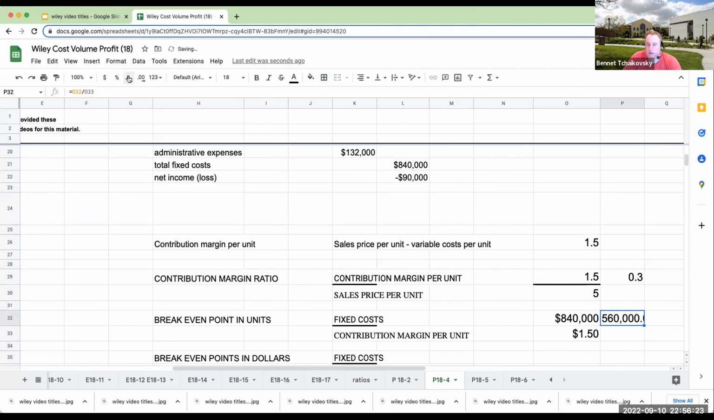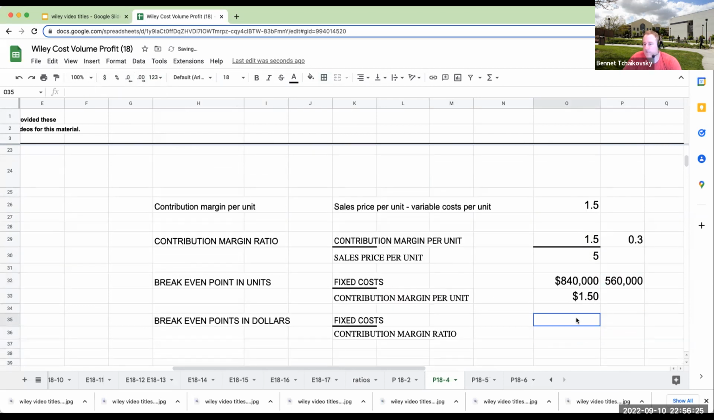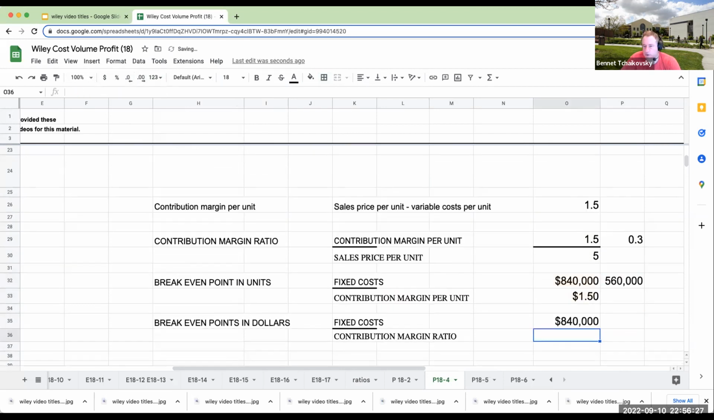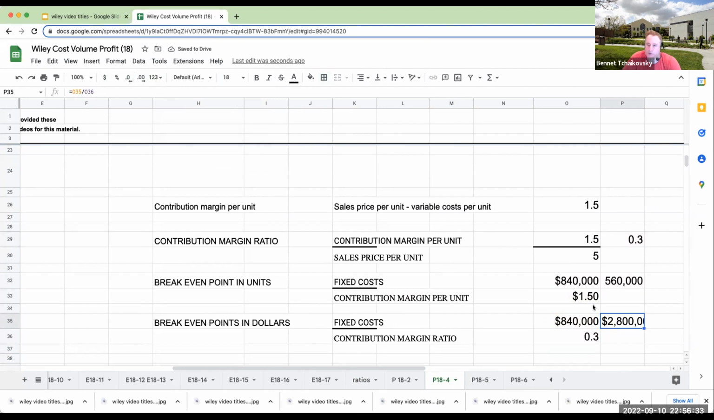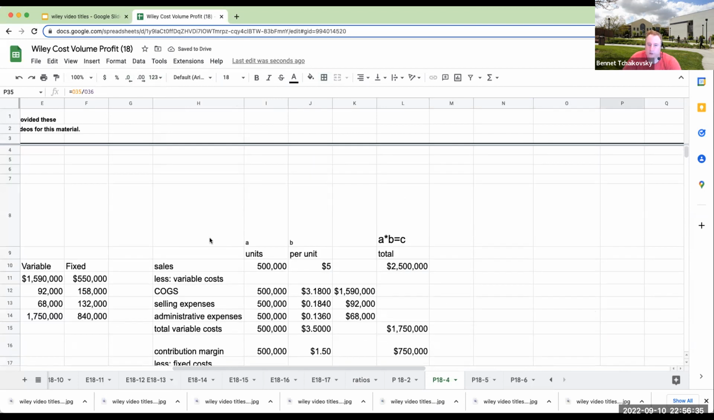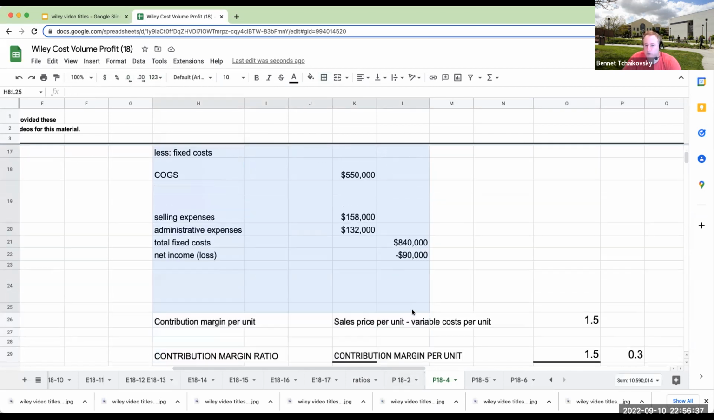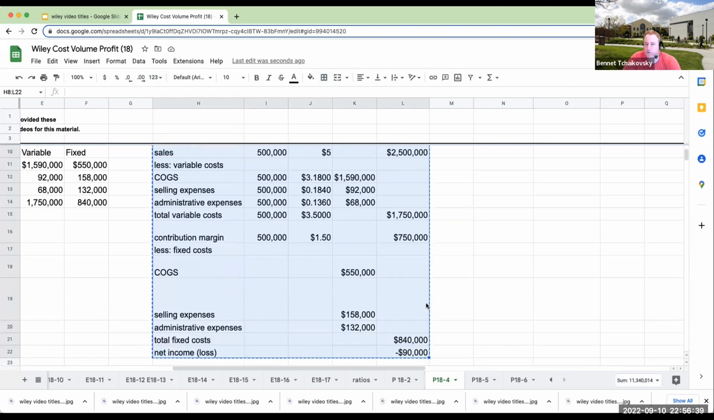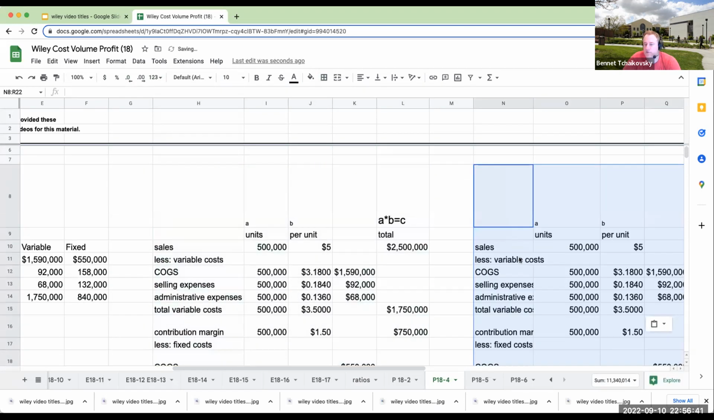Going over here, break-even point in dollars. Again, it's fixed cost, but I'm now going to be dividing it by the contribution margin ratio, and this is going to give me 2.8 million. So if I go through here and plug in the numbers, I really want to encourage you to make sure that you really get an understanding of this. Just go ahead and do it.